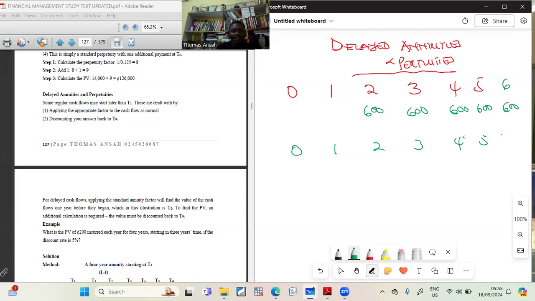A 5-year cash flow may be delayed for 2 years. So 5-year delayed starting from year 2, or year 2 is what I've done here. Let's say delayed and the cash flow started coming in the 3rd year. It means 5 years will be 0, 0, 600, 600. I have to add 600 and another one, 600 to get my 5 years.